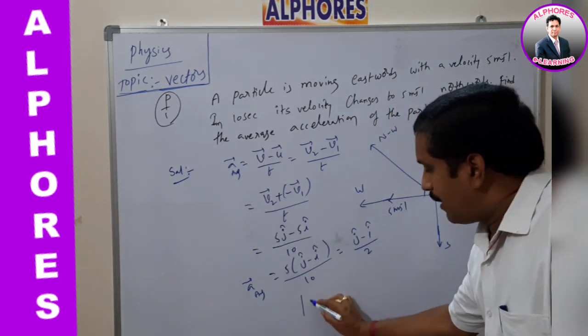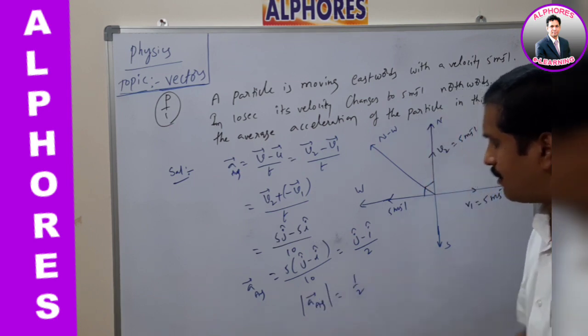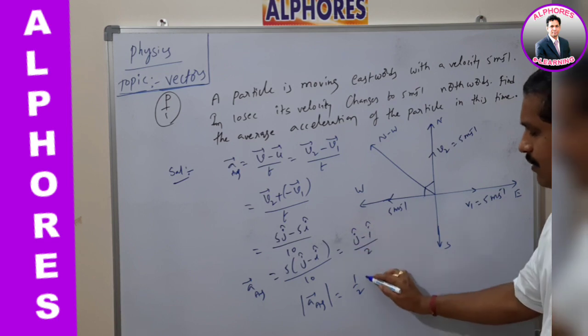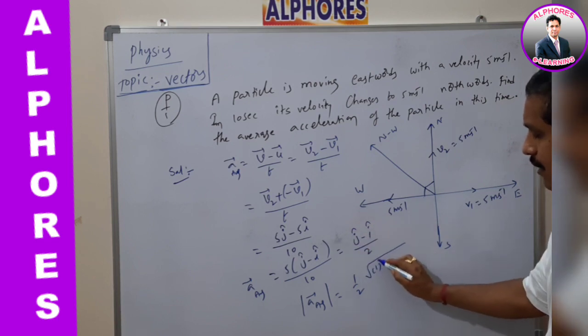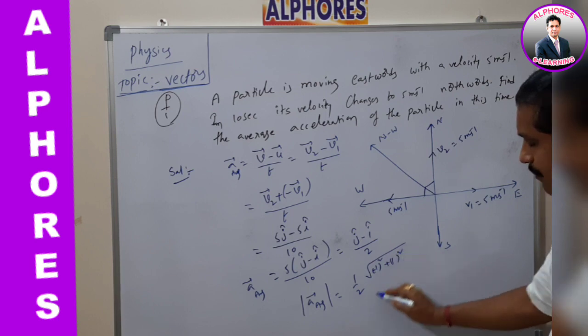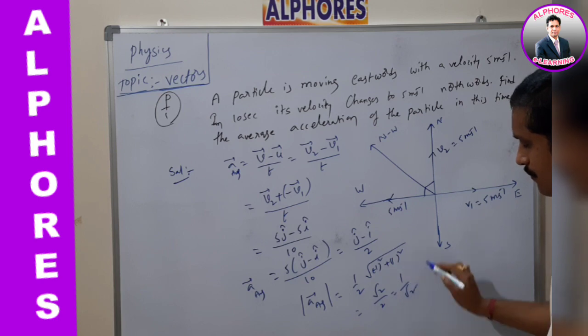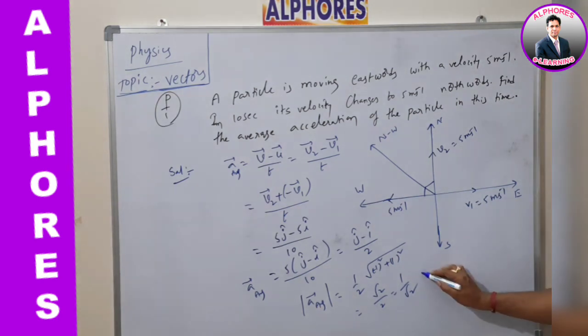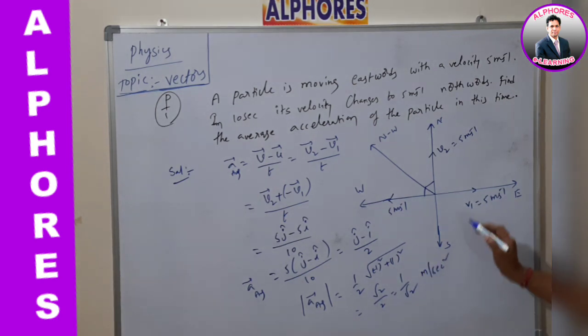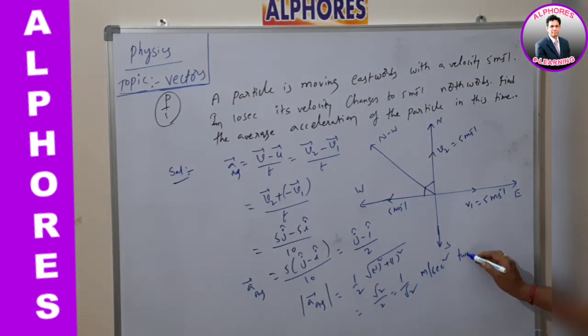Now, what is the magnitude of average acceleration? Please tell me. 1 by 2 is constant. And what is the magnitude of this one? Root of 1 square plus minus 1 whole square, that is 1 square plus 1 square. That means root 2 by 2, that is 1 by root 2 meter per second square. What is the direction of this one?